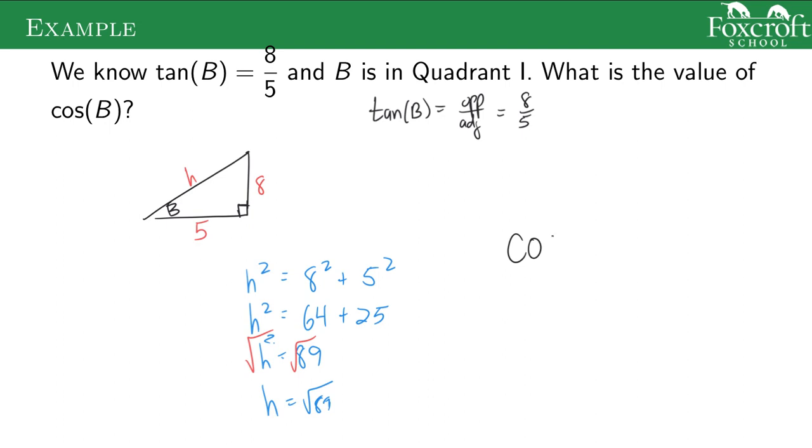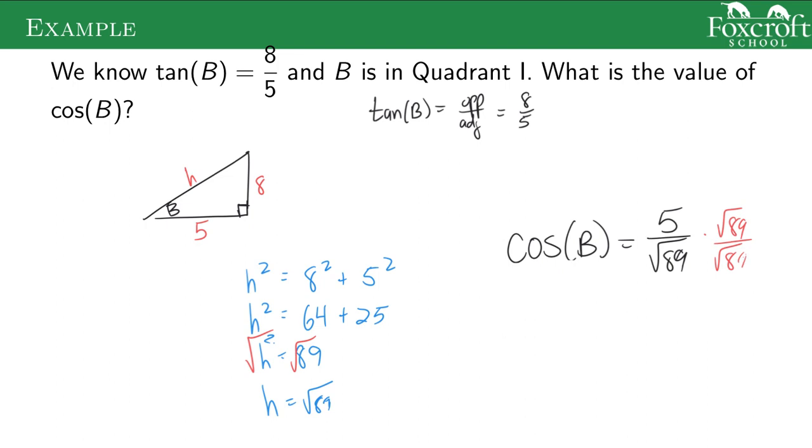The cosine of that angle B. Cosine is adjacent. The adjacent side is 5. The hypotenuse is the square root of 89. And you don't want to finish there because there's a square root on the bottom of your fraction, so I multiply the top and bottom by that square root.